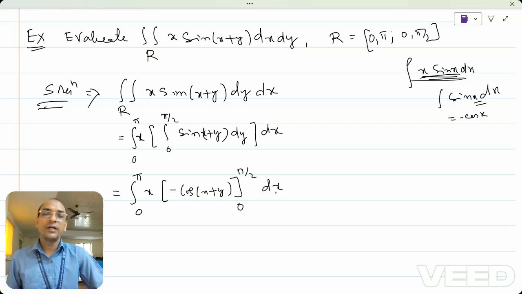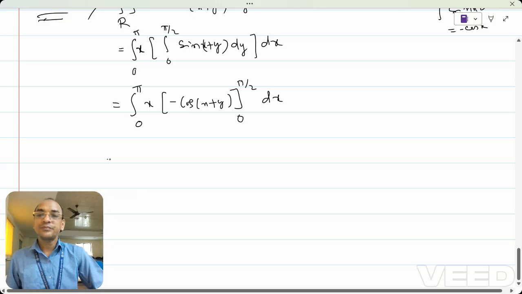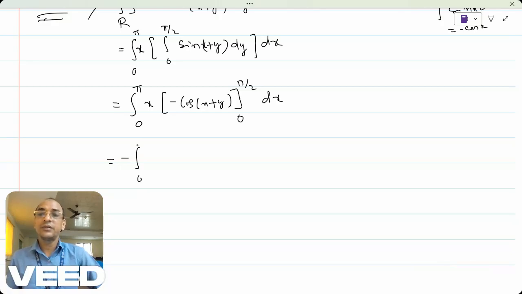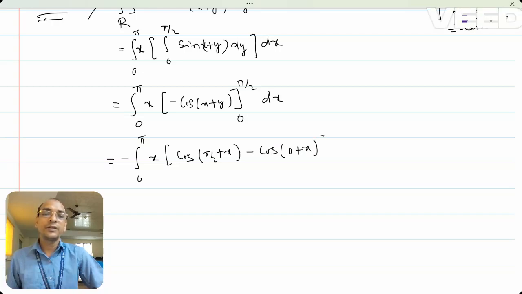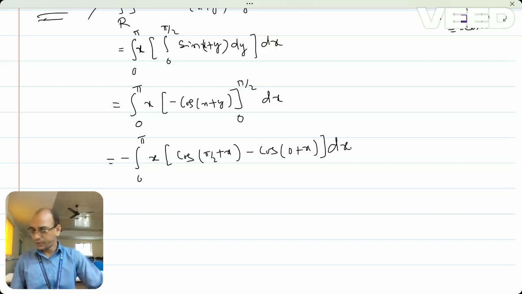Whatever answer I get, I will integrate with respect to x. Similarly, here minus is outside, so I take minus integral from 0 to pi of x, and then I put the upper limit as well as the lower limit. The upper limit is pi by 2, so this is the value of y. I will have pi by 2 plus x, minus cos of 0 plus x, and this thing I will integrate with respect to x.